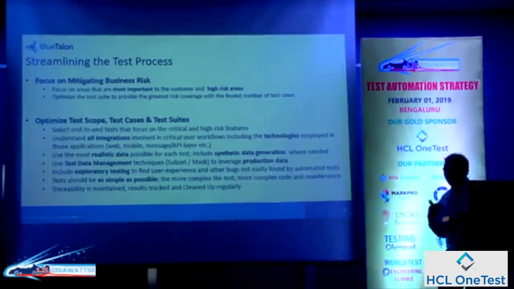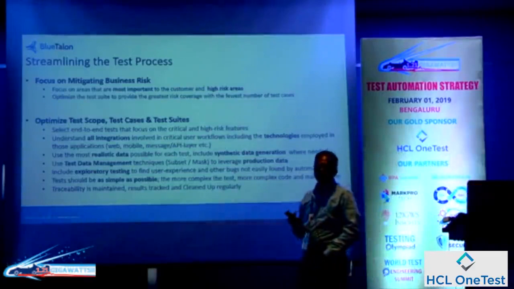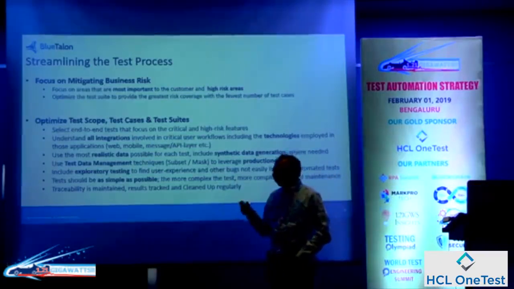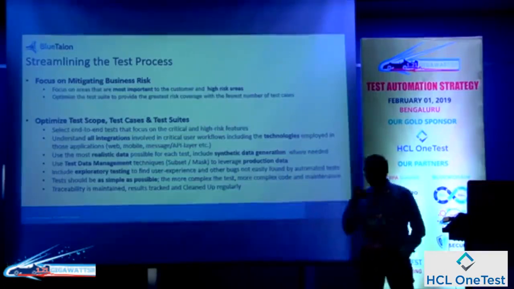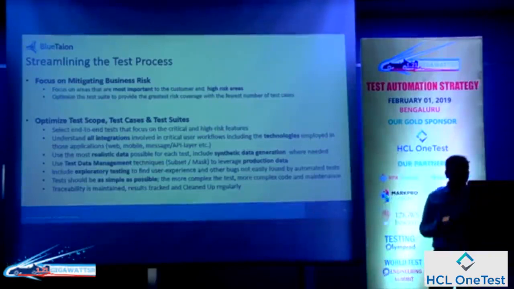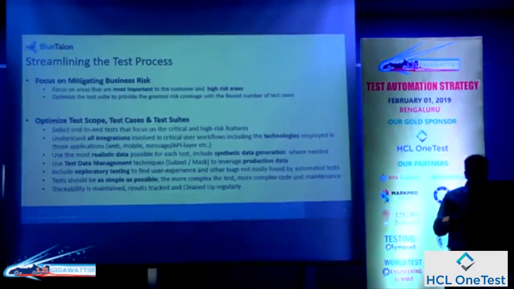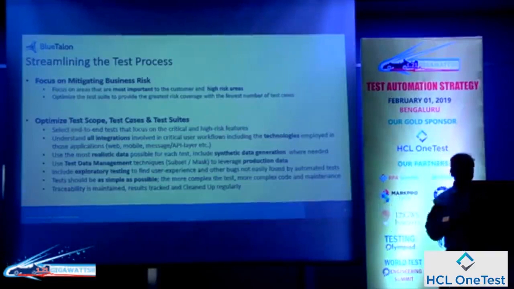You always have this 80-20 concept, right? The customer will always use 20% of your features, and 80% will not be used at all, or very lightly used. So you have to figure out those critical paths and focus more on them, to make sure the customer is mostly happy. And of course, you are optimizing the testing scope; test cases and test suites should be optimized. We have to use realistic test data. For that, you can use synthetic data generation or test data management tools, and make sure you have the right test data for your testing as well, right?